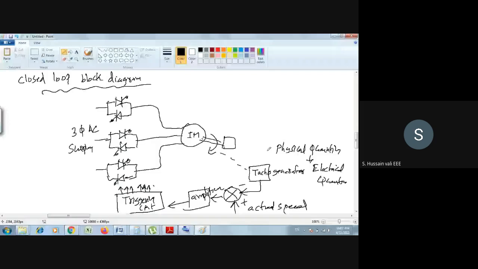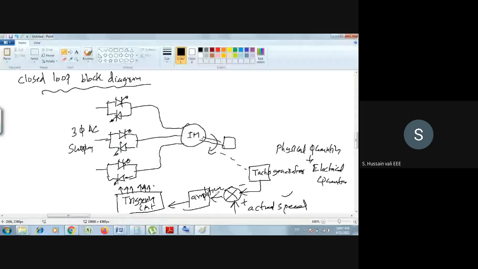Based on how much speed you require, you set that. I'm sure you have come across this in the power electronics laboratory, that you set some speed. Then it will be compared with the actual speed using the tacho generator. Then you get some error, and that error will be amplified. The purpose of the amplifier here is to amplify the power of the error signal, which is generally less.